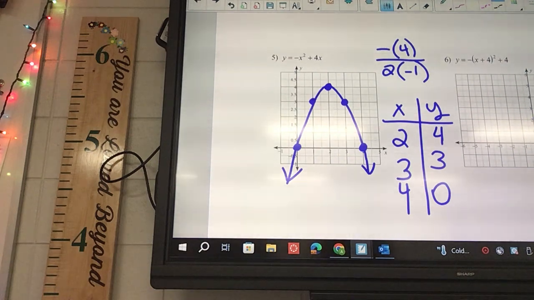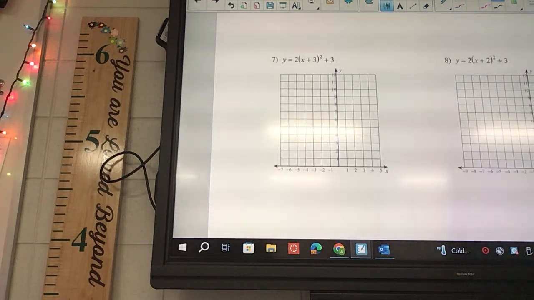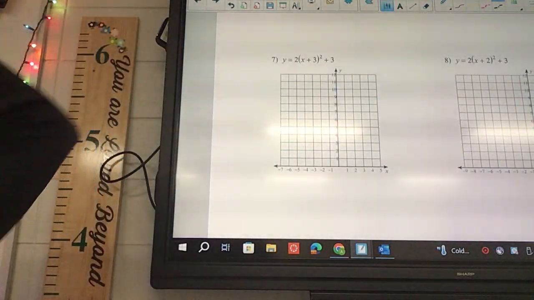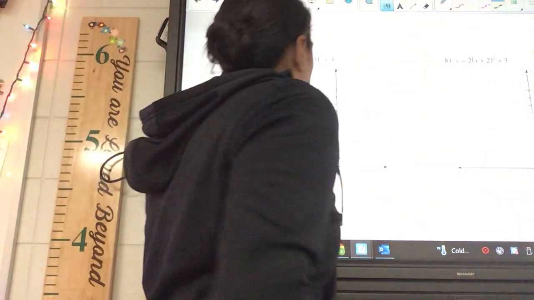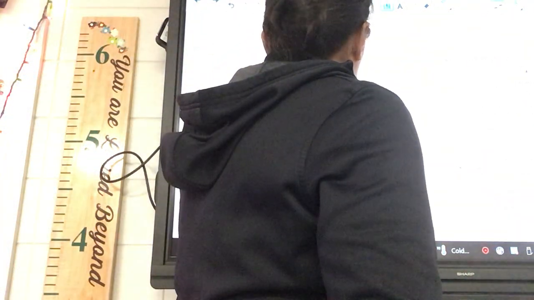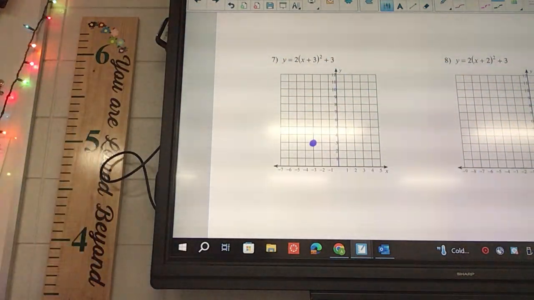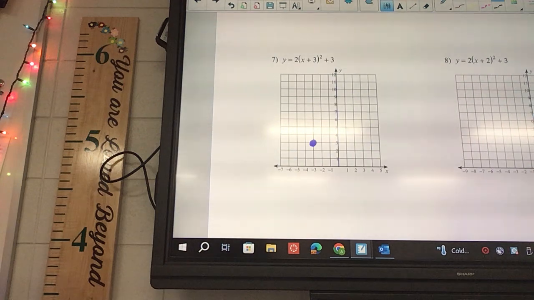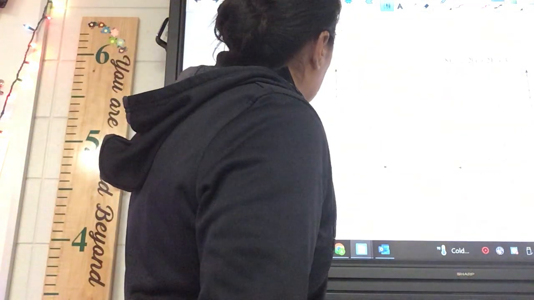Okay, 7, is that standard or vertex? It is vertex, so our pencil's gonna start on 0, 0. What does that plus 3 do? It goes up 3. What does the other plus 3 do? Left 3, so that's our vertex, we're gonna put our first dot. Does this graph open up or down? Up. Up with a slope of 2. So we're gonna go up 2 over 1, up 2 over 1.